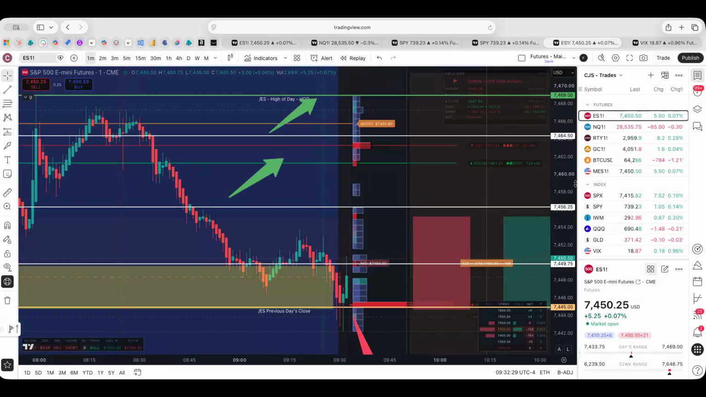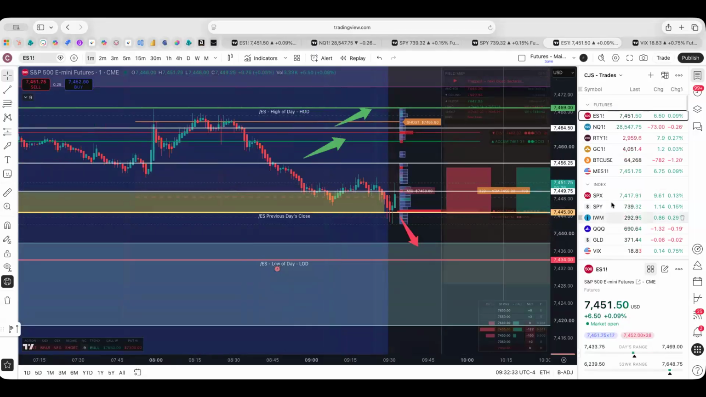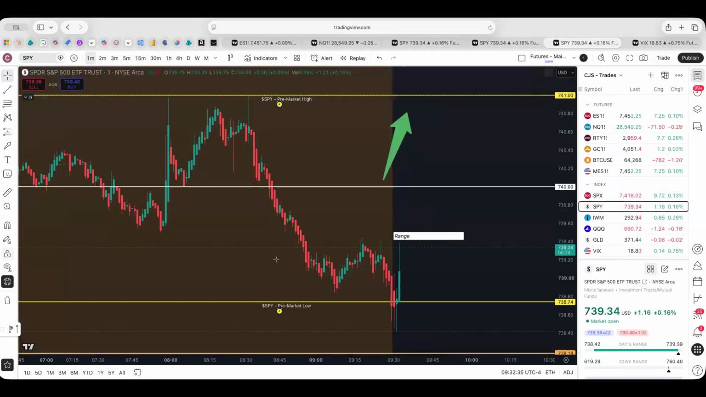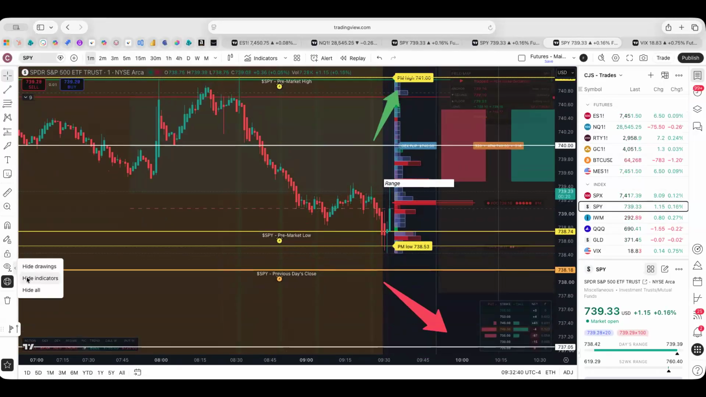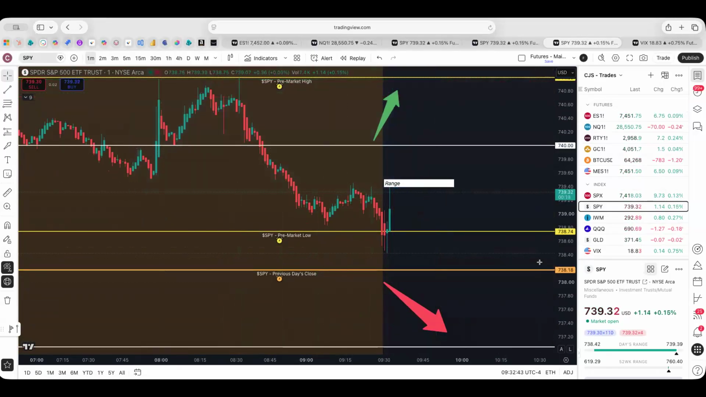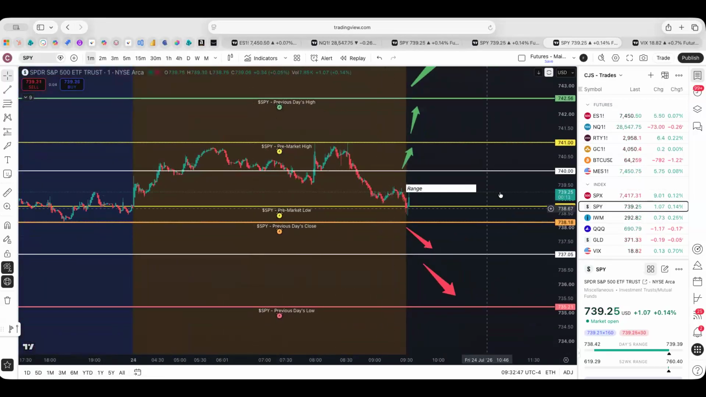For futures, we've recovered after we've tested and broken previous day close. We're now climbing back up. Let's go see what's happening with SPY. So SPY is still in range. Hide indicators. For options traders, we want to see SPY break 740 to the upside for a low probability trade.